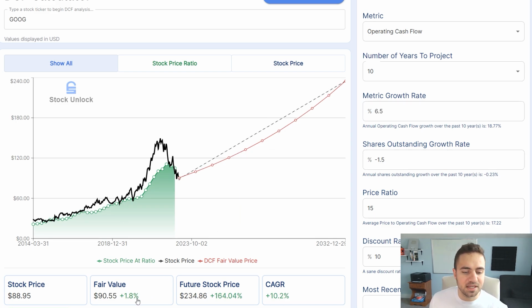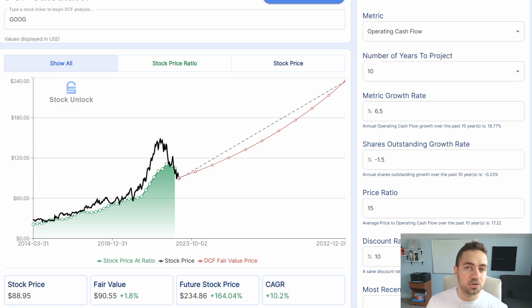And when we do this, we can see that Google's fair value now is about $90.55, or about 1.8% above where the stock is currently trading. So what this essentially tells me right here is that over the next decade, Google's current stock price is factoring in 6.5% annual operating cash flow growth, them buying back 1.5% of their shares annually, and trading at a 15 price to operating cash flow in the future.